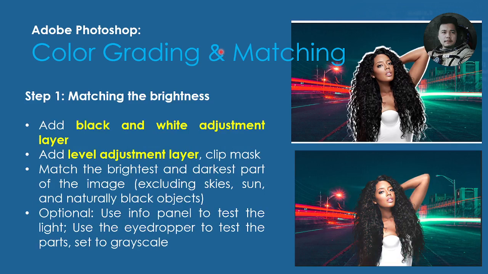So matching the brightness of two images, the first thing that we're going to do is to add a black and white adjustment layer. Then we'll have to add a levels adjustment layer rather, and then we have to clip mask. That means we are only going to apply it to our subject, and then match the brightness and the darkest part of the image. That excludes the sky, sun, and naturally black objects. Then optional, we can use the info panel to test the light. All right, so let's see what we are talking about. Let's open up Adobe Photoshop.